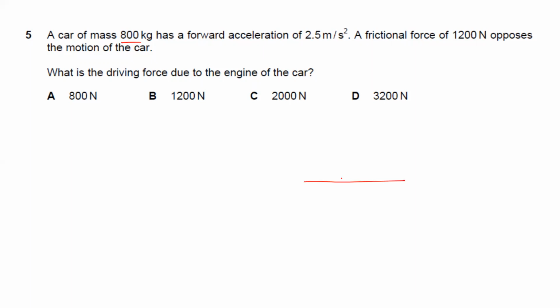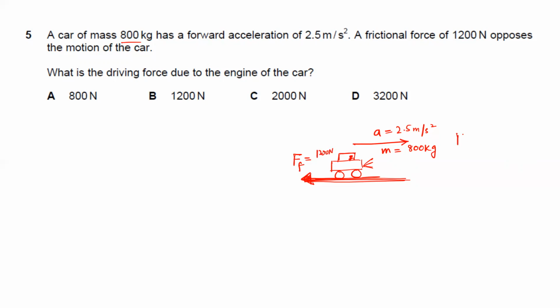So let's solve this. For example, this is, let's say, our car. Again, pardon my drawing. This is moving on a road. We have a person sitting here. It is moving with an acceleration A of 2.5 meters per second square. The mass of the car is 800 kg and the frictional force F friction acting is 1200 newtons.